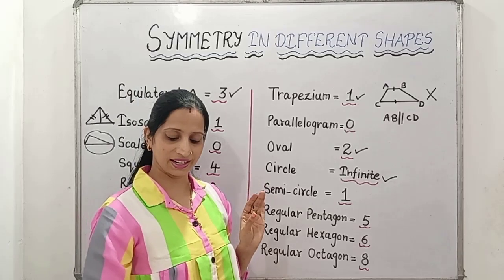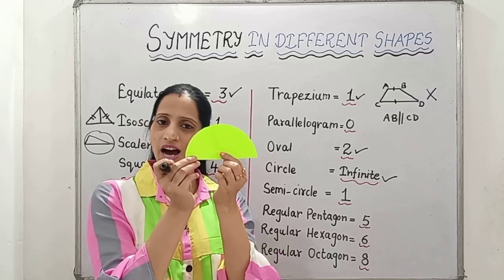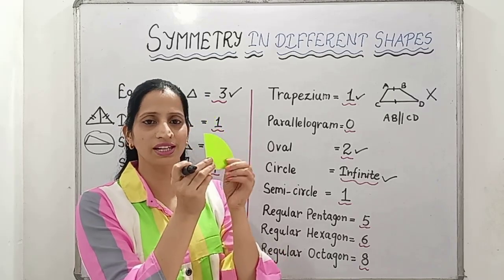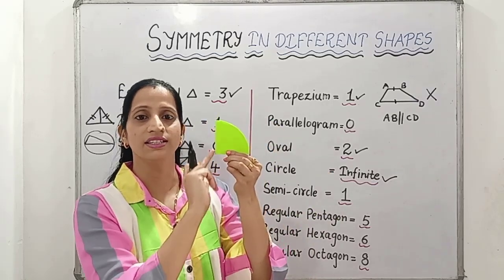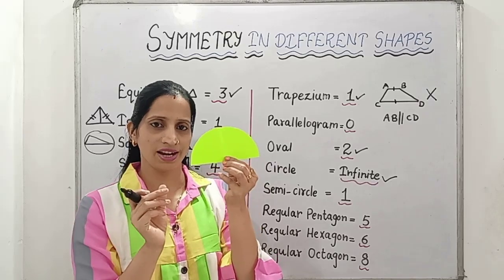Now let's take another shape, that is a semicircle, a half circle. Okay, so a semicircle has only 1 line of symmetry and this is a vertical line of symmetry. So it has only 1 line of symmetry.